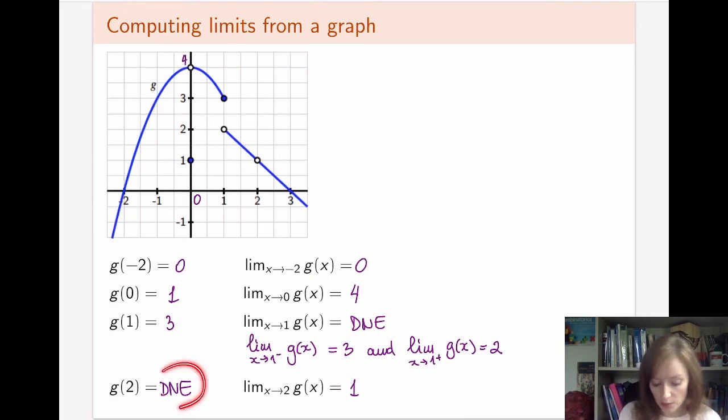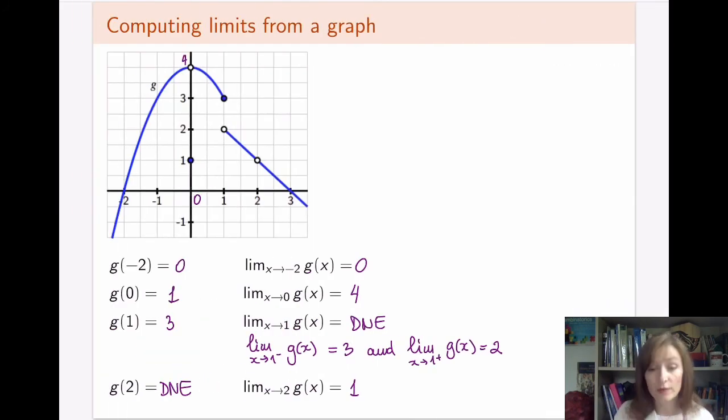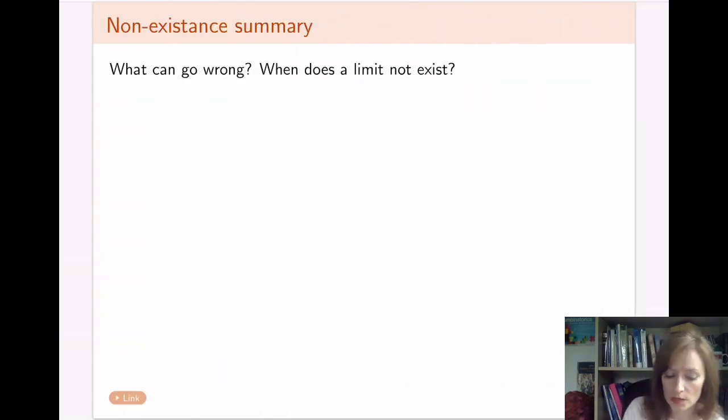Now let's talk a little bit more about things that do not exist, okay? So in particular with limits, what can possibly go wrong and when can the limit not exist? We've already seen one important case, and that is the limit does not exist if the left and the right limits are not the same, okay? So this is going to be our very first case. I don't have to number them. It's not like they are in any particular order.